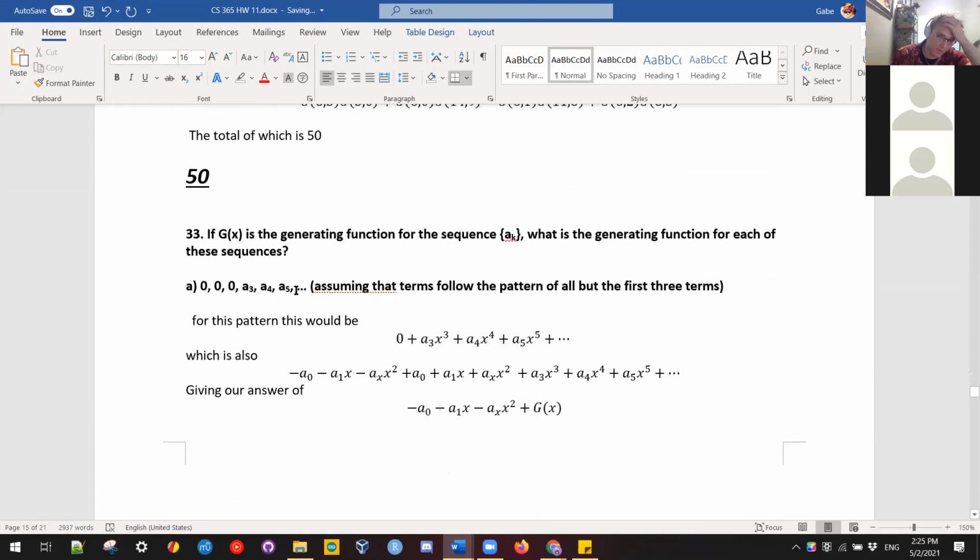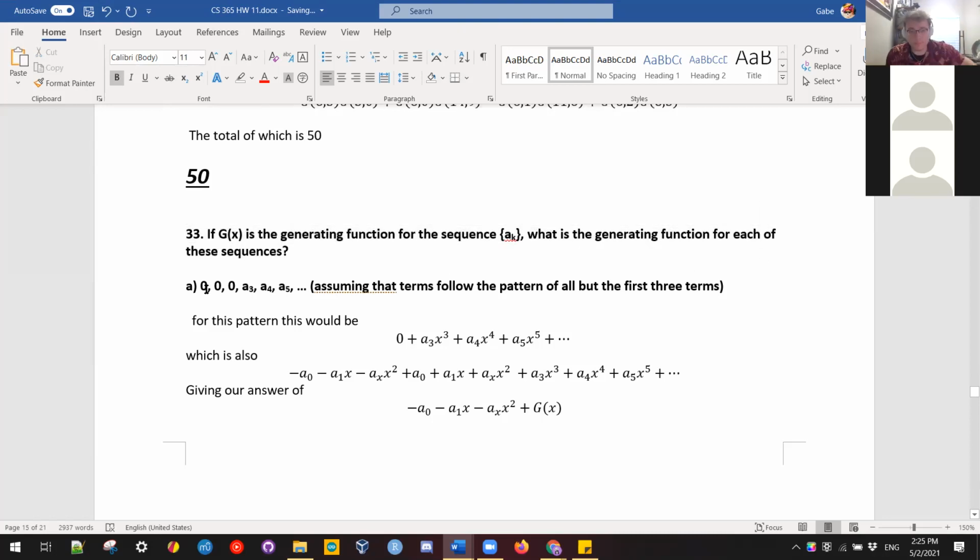I think it was 33. This was the one I was talking about. This one? Okay. We kind of touched on generating functions, but didn't really do it the same as previously. Gotcha. So what is the generating function for each sequence?